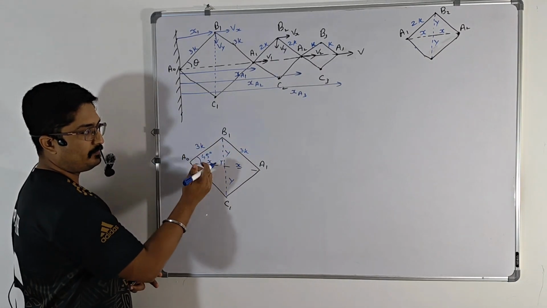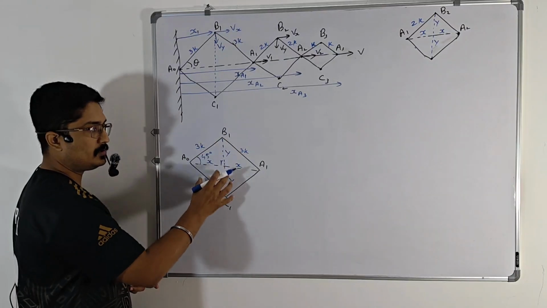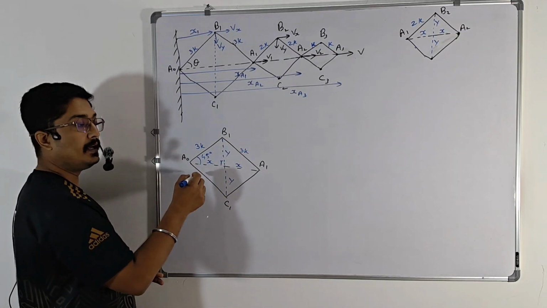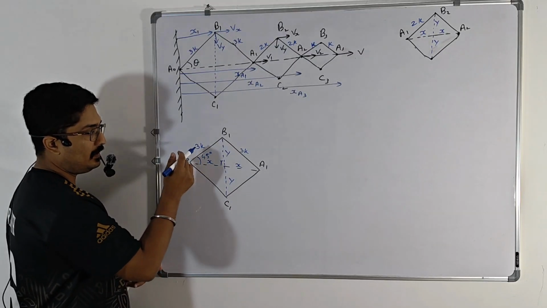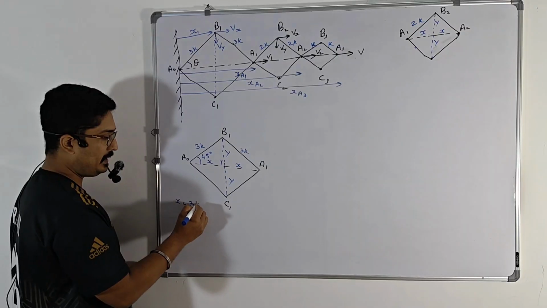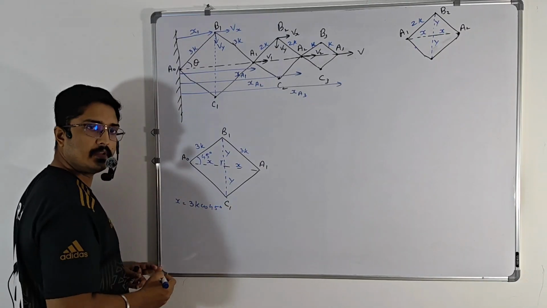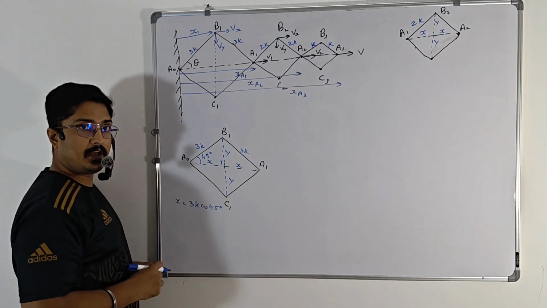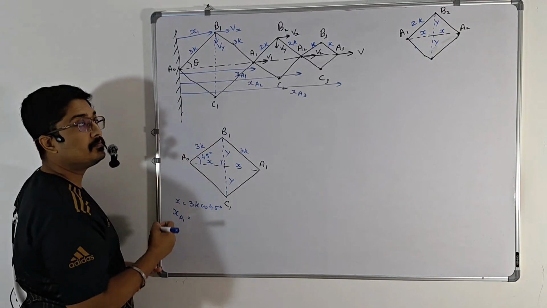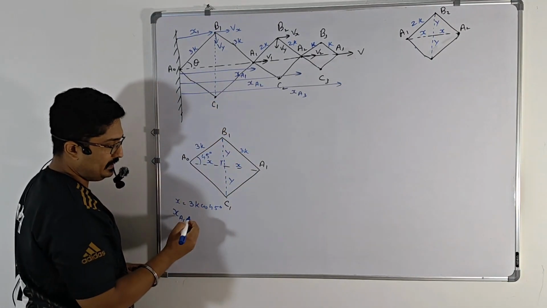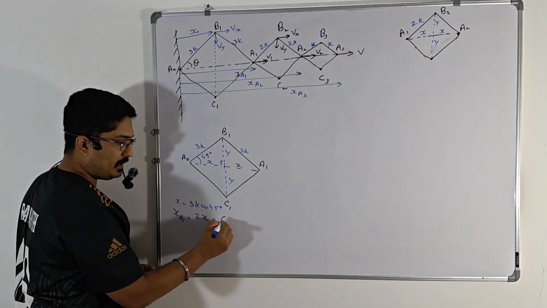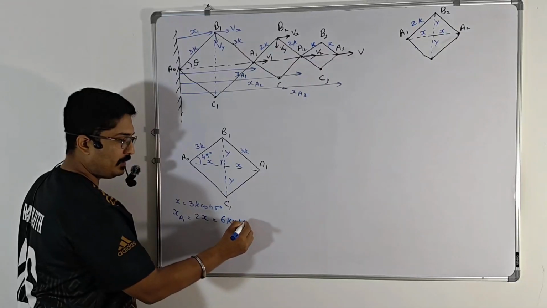Now using trigonometry, this angle would definitely be 90 degree because of the property of the rhombus. If that is the case, can I say that x is equal to 3k cos 45? If x is equal to 3k cos 45, can you tell me what XA1 is? Look at the diagram. XA1, isn't it equal to 2 times x? If that is the case, can I not say it is 6k cos 45 degree?